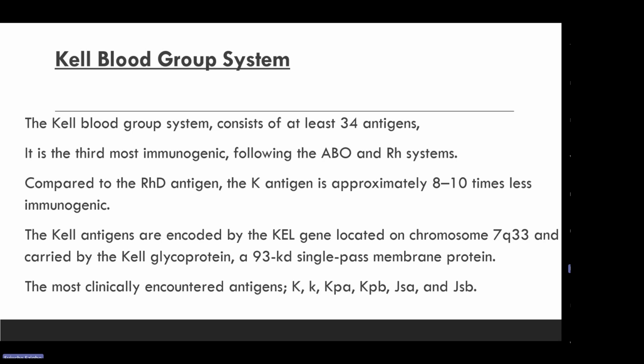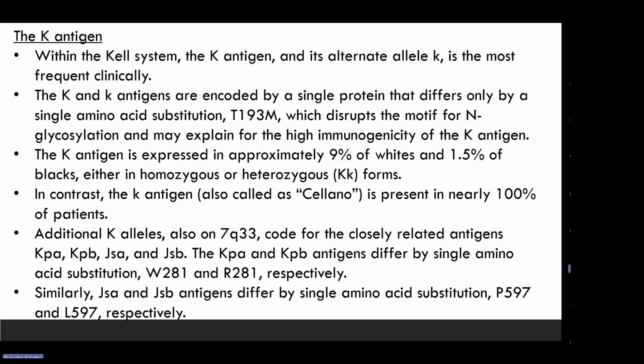The most clinically encountered antigens, you can see the antigens associated with the Kell blood group, KPA, and all that. Okay. The K antigen within the Kell system, the K antigen and its alternate allele, the small k, is the most clinically frequent. Both K antigens are encoded by a single gene that differ only by a single amino acid substitution. These are genetic terminologies, okay? The K antigen, the big K, is expressed in approximately 9% of whites and 1.5% of blacks, either in homozygous or heterozygous forms. In contrast, the small k is present in nearly 100%.